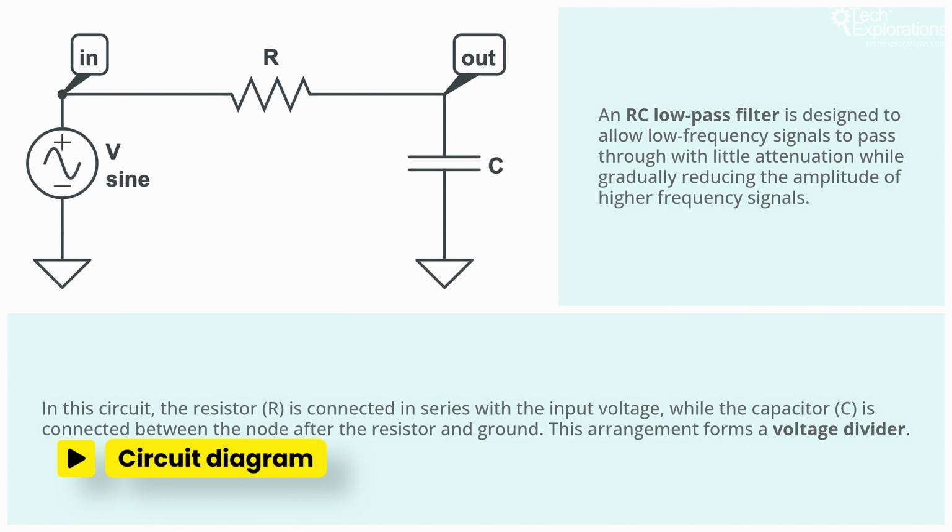Here is the schematic that represents a basic RC low-pass filter. In this circuit, the resistor is connected in series with the input voltage, while the capacitor is connected between the node after the resistor and the ground. This arrangement forms a voltage divider where the capacitor's impedance decreases with increasing frequency, leading to signal attenuation at higher frequencies. In this example, the input voltage source is an alternating sine wave.